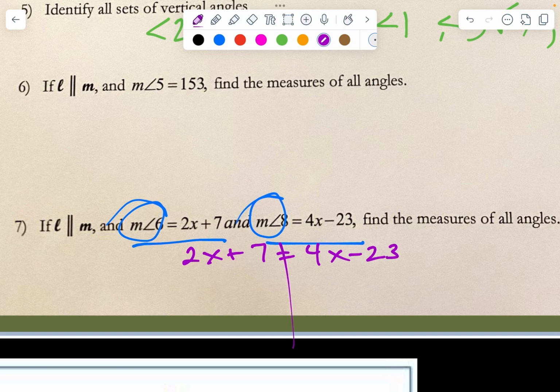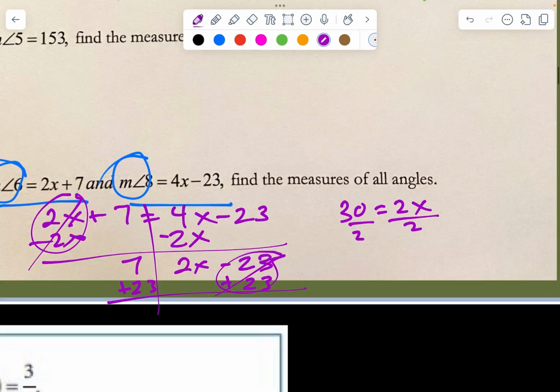So then you would solve. Pause the video and see if you can solve. If you moved them the other way, you would have negative 2x equals negative 30. And when you divide by negative 2, you would end up with the same answer of a positive 15 that I do.